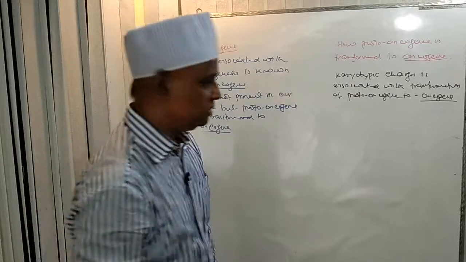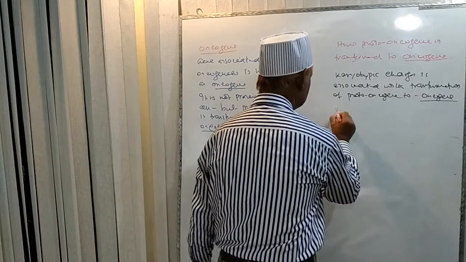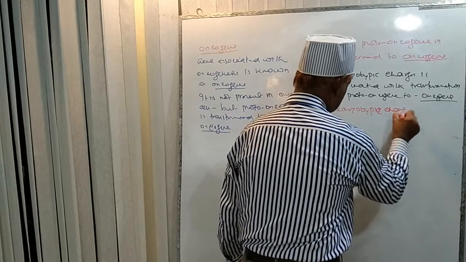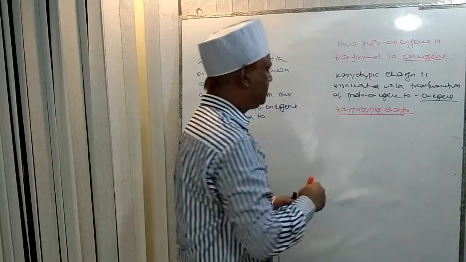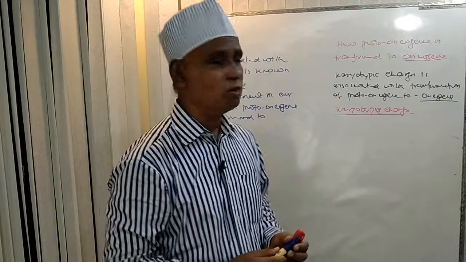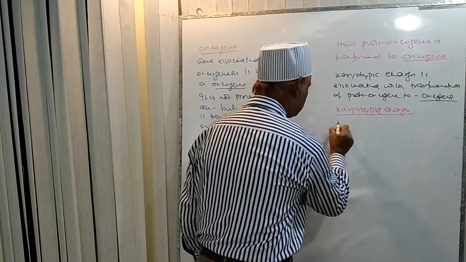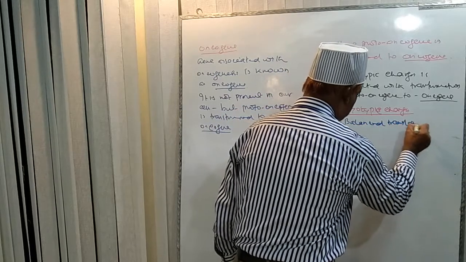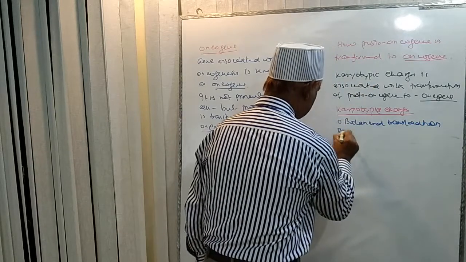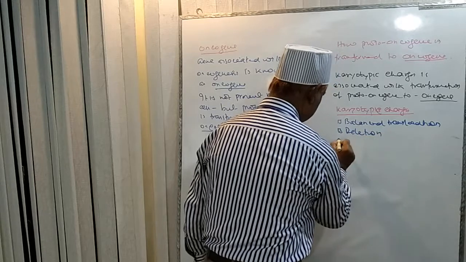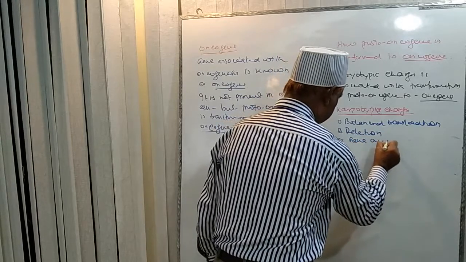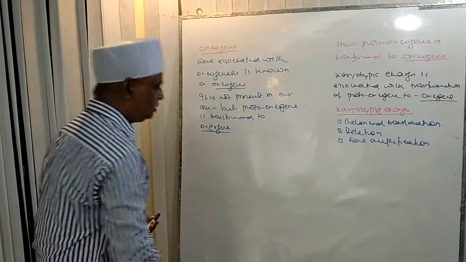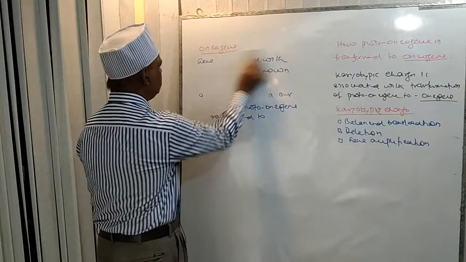What are the karyotypic changes? The karyotypic changes that are associated with transformation of proto-oncogene to oncogene are balanced translocation, deletion, and gene amplification.